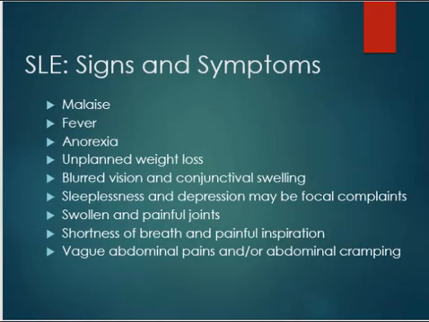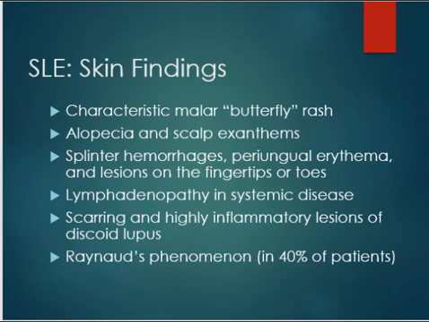antibodies. In these patients, you're going to see malaise, fever, could have anorexia, unplanned weight loss, vision and conjunctiva swelling, sleepiness and depression, swollen joints, shortness of breath, pain on inspiration, and then vague abdominal concerns.